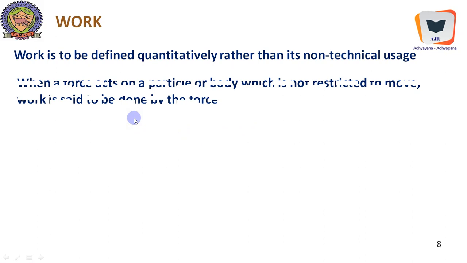When a force acts on a particle or a body which is not restricted to move, work is said to be done by the force. Of course, if we hold the particle so that it is not able to move in any direction, work cannot be defined or done. The preliminary condition in order to define work is that the body should be movable. There should not be any restraints for the movement. In such a case, the work will be a simple product of the force and the displacement that happens in the direction of the force.